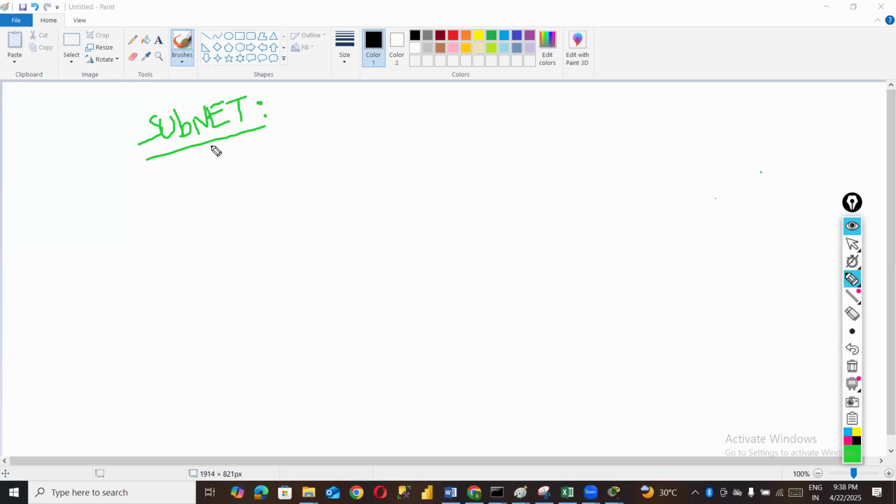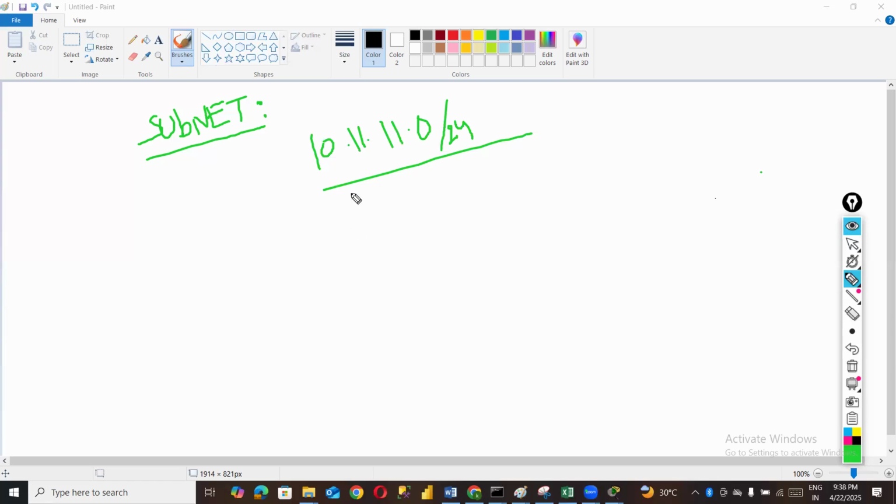The introduction is nothing but dividing a large network. Dividing a large network into small networks is subnetting. For example, if there is some network, for example 10.11.11.0/24, you can divide this network in multiple ways.